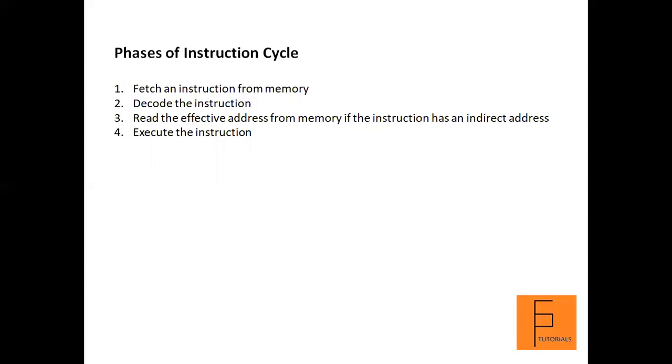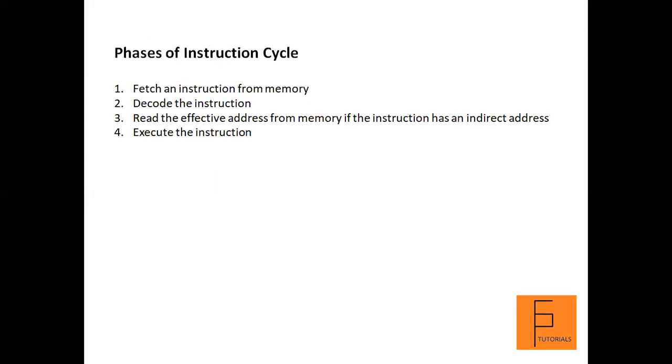As you can see, an instruction cycle is made up of 4 phases. The first phase is fetching an instruction from memory. The next one involves decoding the instruction so that you can find out what kind of operations it wants to perform. The third phase is an optional phase which is executed if the instruction has an indirect address. And the fourth phase is that of executing the instruction itself.